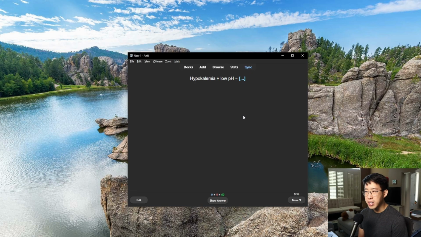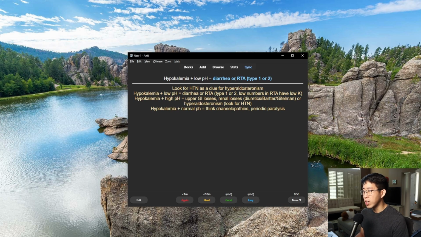So the body is acidic, and two of the ways this could happen is if you're having a lot of diarrhea, which is losing a lot of bicarb-rich fluids, or if you're having a renal tubular acidosis. So diarrhea or RTA, type 1 or type 2, not type 4 RTA. You should remember that the low numbers in RTA have a low potassium.